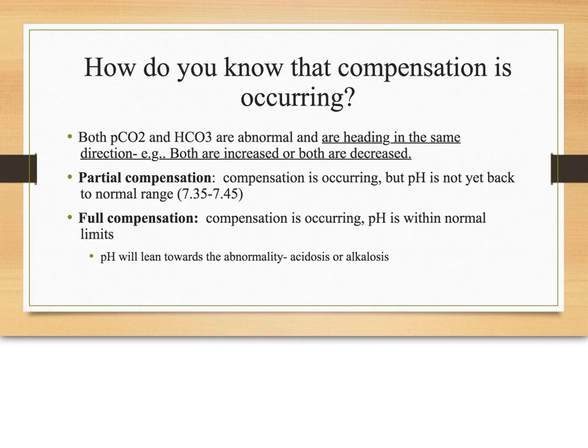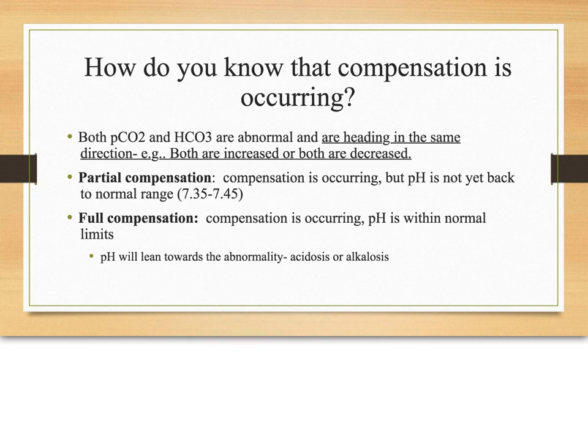So as I mentioned, just to sum up, how do you know that compensation is occurring? Again, it's by looking at those two key indicators, HCO3, bicarbonate, and PCO2. If we see them both being abnormal, both heading in the same direction, both elevated, both decreased, whatever the situation is, then we know compensation is occurring. Partial compensation is if we see that compensation occurring and the pH has not returned to normal. Full compensation is when compensation is occurring and the pH is back within the normal range of 7.35 to 7.45.